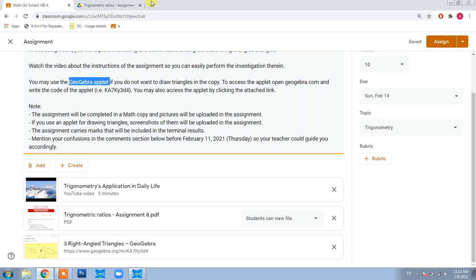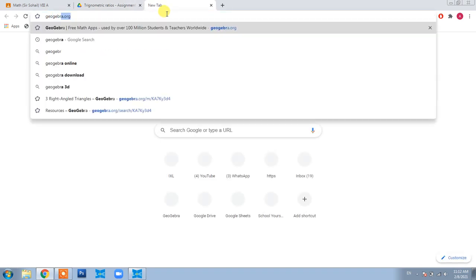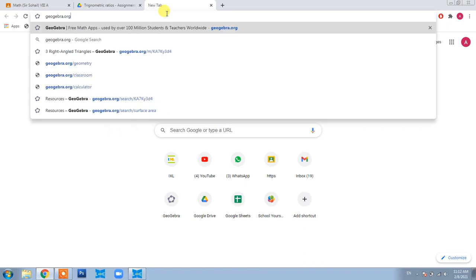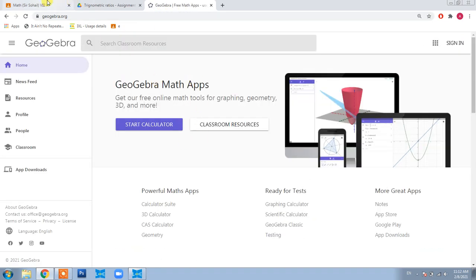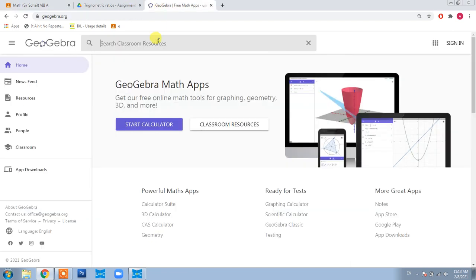How can you access that applet? You can open a browser, and you can also download a mobile application of GeoGebra. Or you open a browser and write GeoGebra, this is the spelling of GeoGebra, and .org, right? So this is GeoGebra. Here you can search for the code of the applet, which is KA7KY3D4. You can copy this, put it in the search bar and enter.